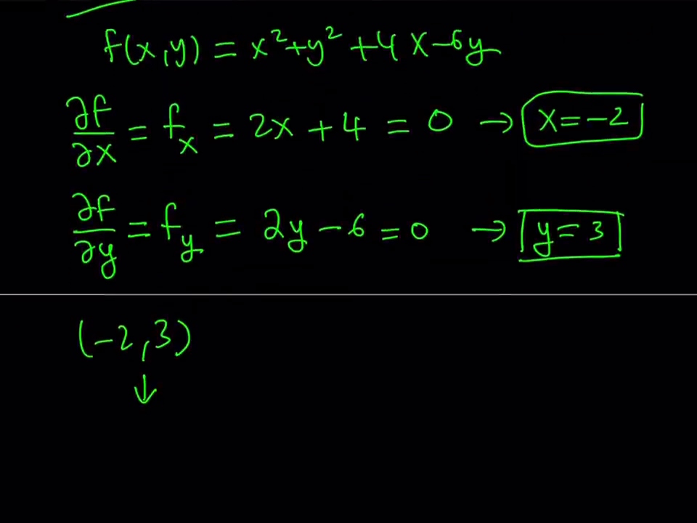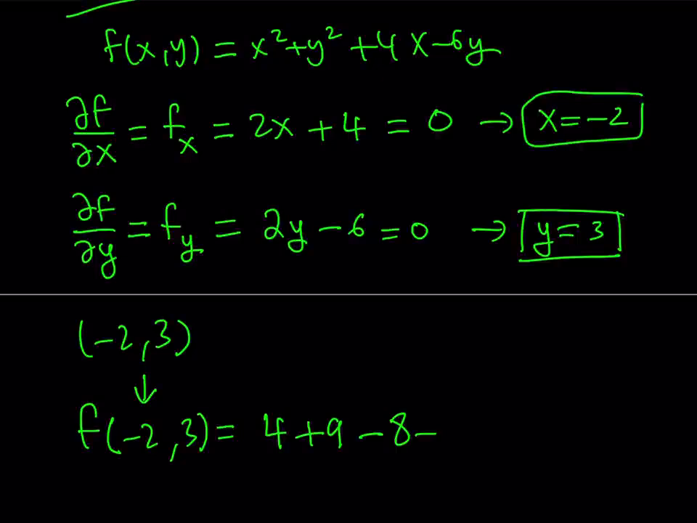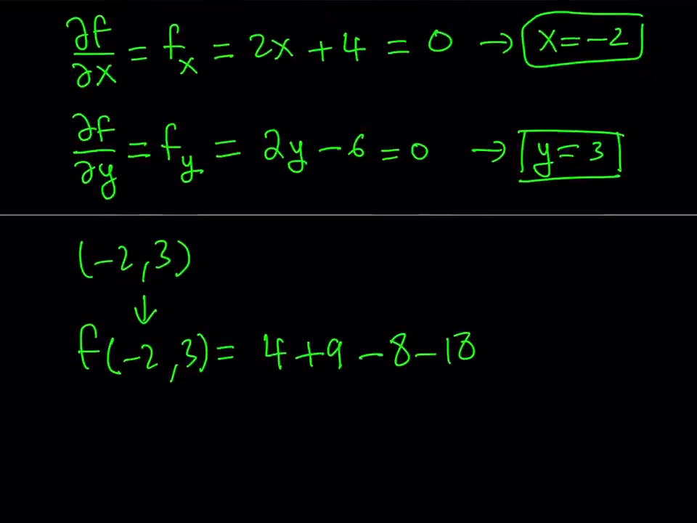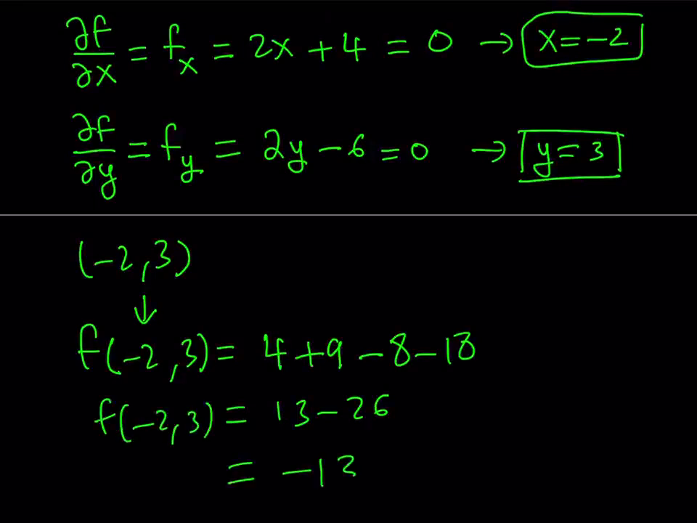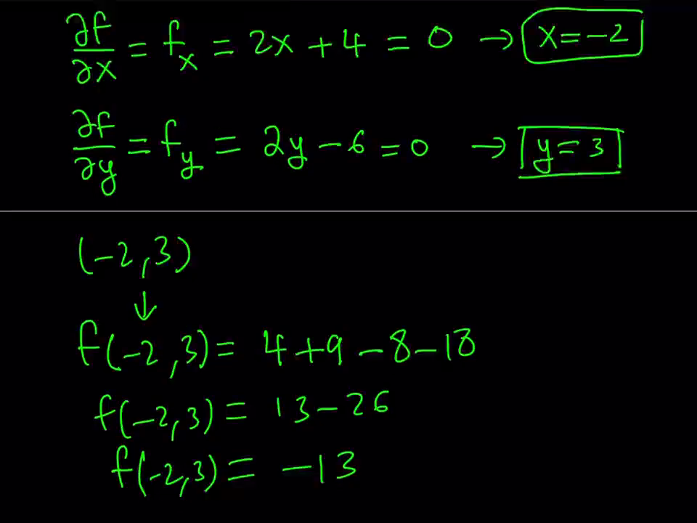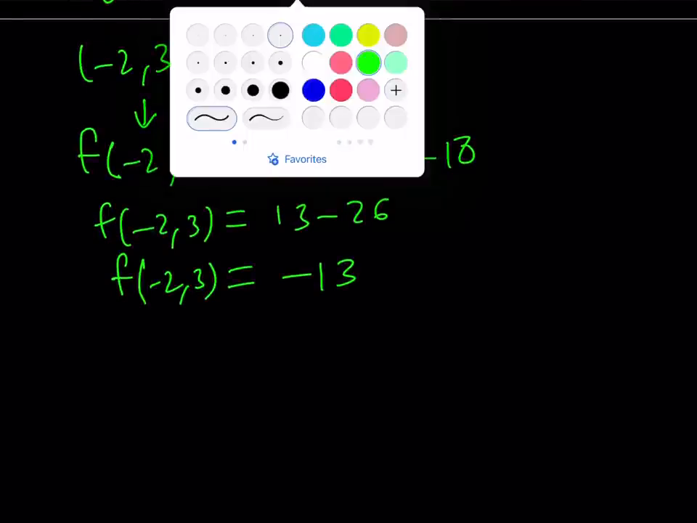My original function, so I'm going to be evaluating f of negative 2 comma 3, and that is going to be negative 2 squared plus y squared plus 4 times negative 2, which is negative 8, minus 6 times 3, which is 18. So I'm getting from here 13 minus 26, and f of negative 2 comma 3 gives me negative 13 at the end. So this will be the minimum value of my expression. All right, so that's going to be the answer. Let's go ahead and take a look at the second method.